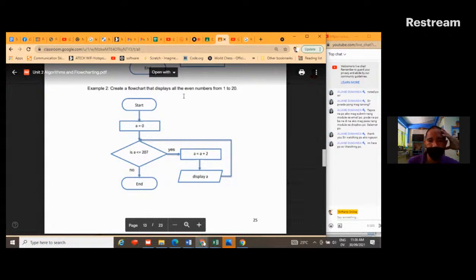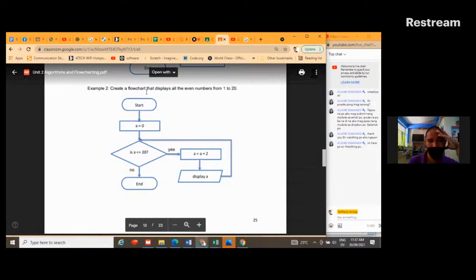Create a flowchart that displays all even numbers from 1 to 20. So you're gonna understand the problem. So you're going to display the numbers from 1 to 20 that are even. So we know already that even number starts at 2, 4, 6, 8. We're going to display 2, 4, 6, 8, 10, 12, 14, 16, 18, and 20. Those are even numbers.